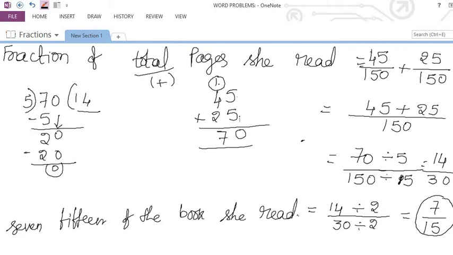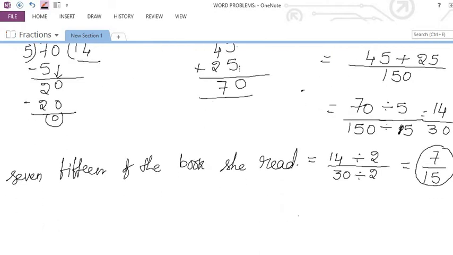Okay. So now we'll move on to the, did you understand, children? Yes, very good. Now we'll move on to the next word problem. Let's see how it is. What should be added to 5 by 16 to get 11 by 16?